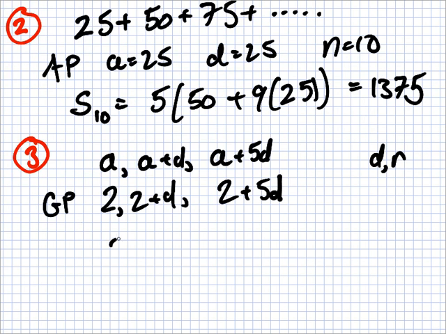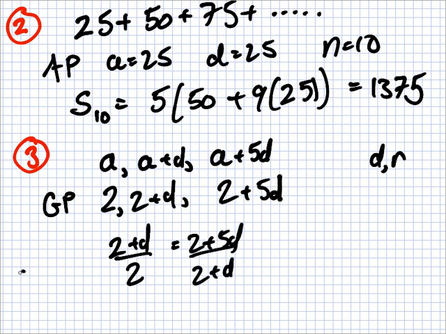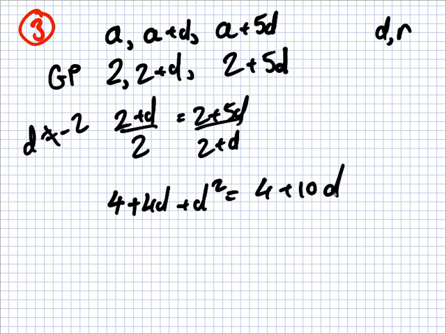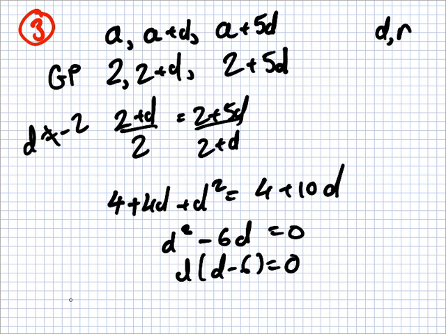So that means (2 plus D) over 2 should be the same as (2 plus 5D) over (2 plus D). D is not equal to minus 2. So if I cross multiply, what will I get? I'll get 4 plus 4D plus D squared equals 4 plus 10D. Yeah? That gives me D squared minus 6D equals 0. So I get D minus 6 equals 0. Obviously D is not 0. So you get D is 6.